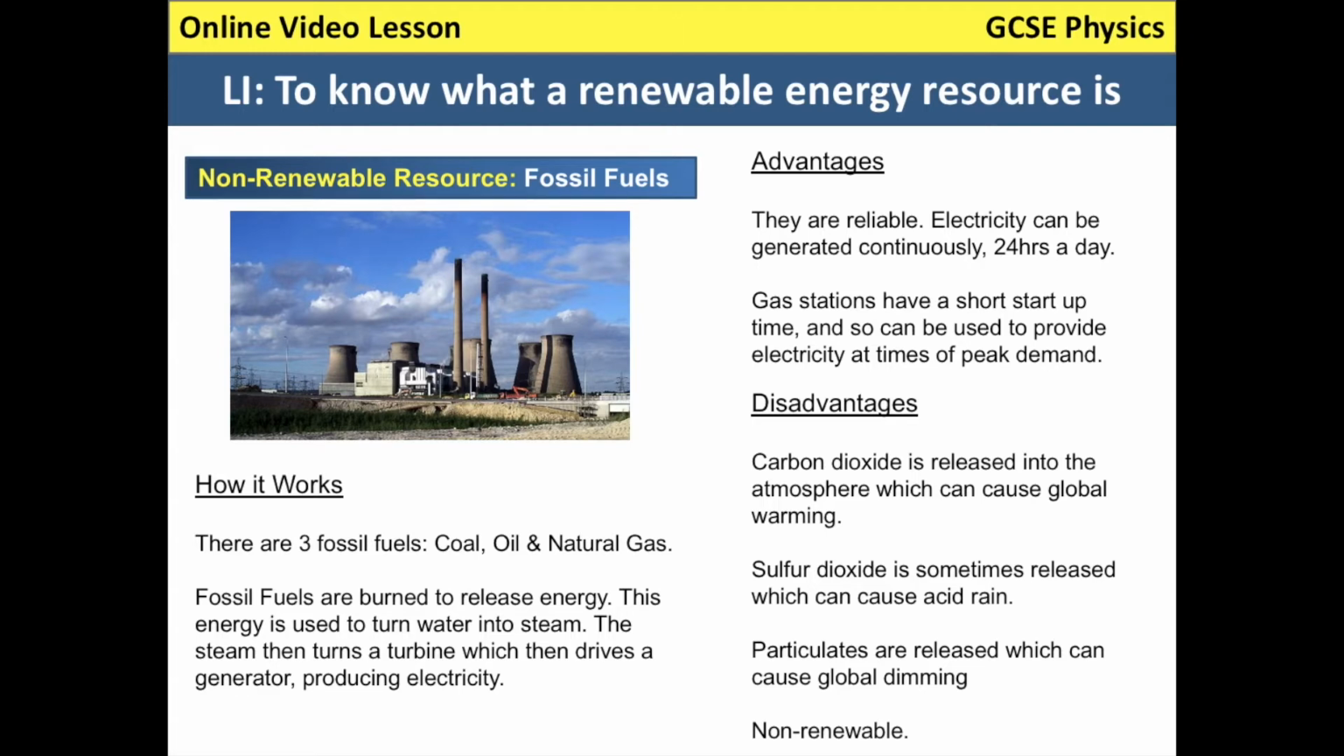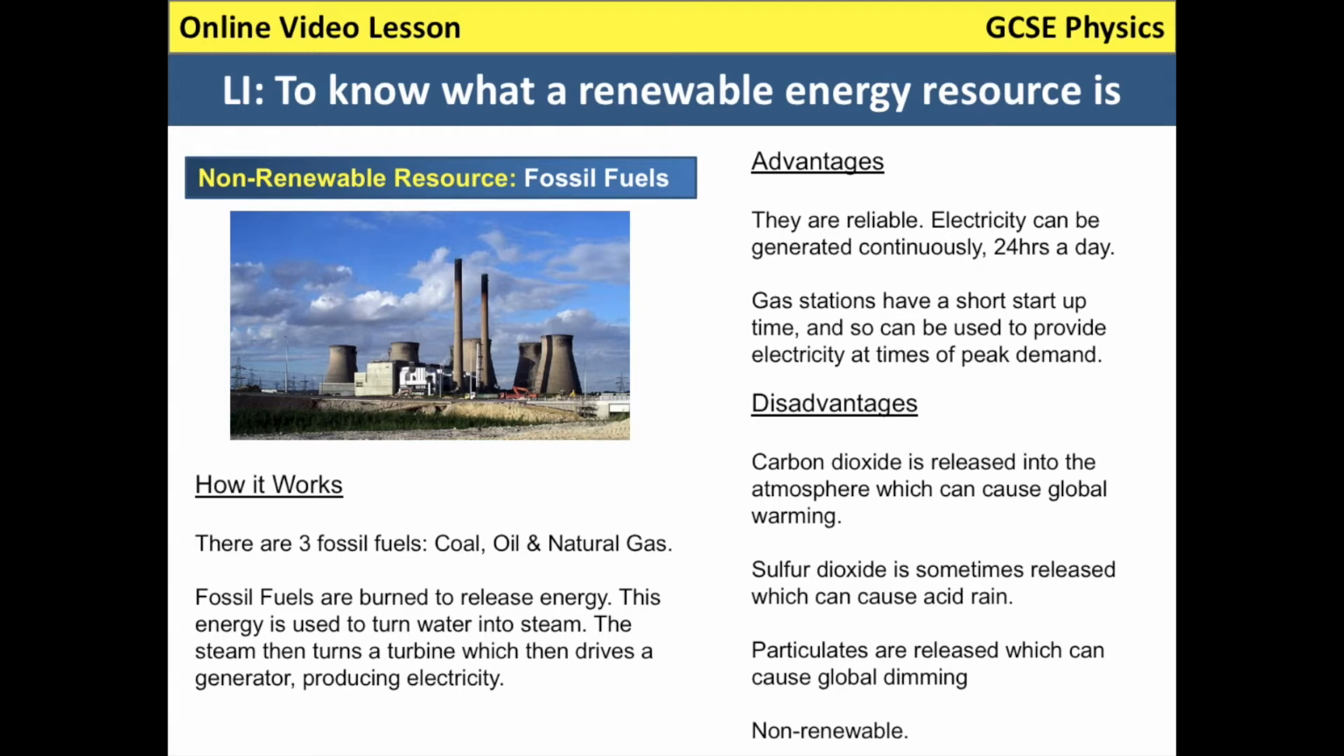When the fossil fuels are burned, energy that gets released is used to turn water into steam. The water is boiled and so therefore changes from a liquid into a gas. That gas then turns a turbine, which then drives a generator, and when a generator is being driven, that produces electricity.